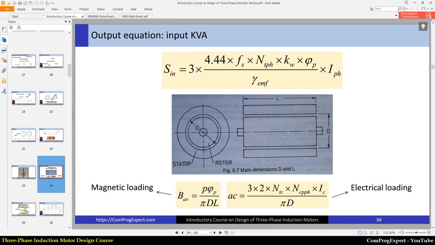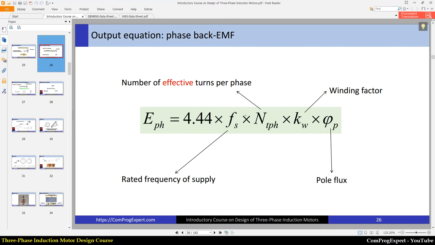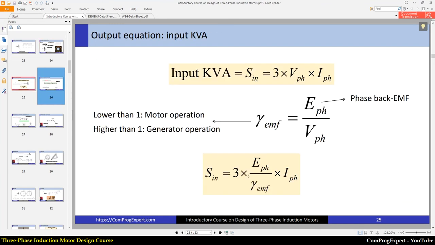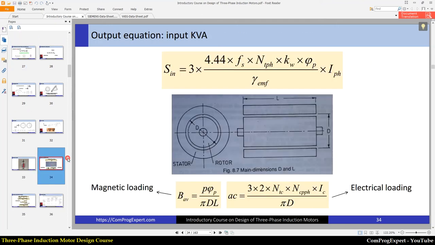So if we use this equation, and replace it in this equation instead of E phase, we will have this equation. The input volt ampere, the input kVA is equal to 3 times the phase back EMF, this expression, divided by gamma EMF times the phase current. So we have two important definitions here, magnetic loading and electric loading. We have these two definitions for all motor types, and the definition of the magnetic loading and electric loading depends on the motor structure.